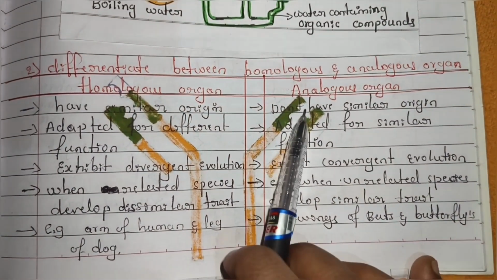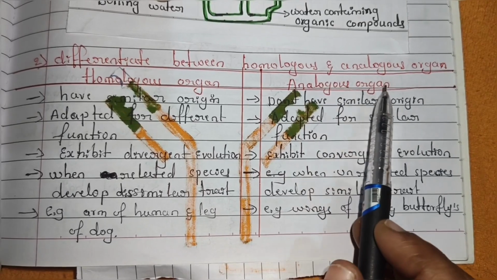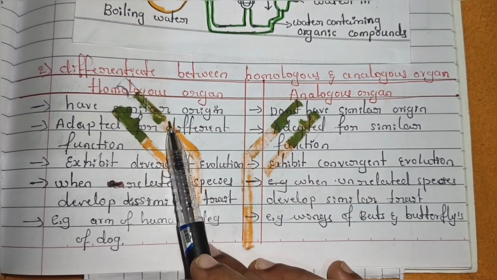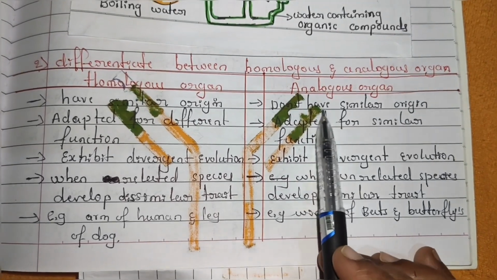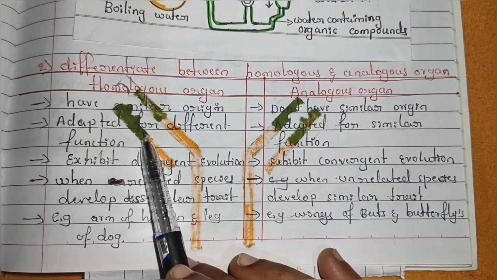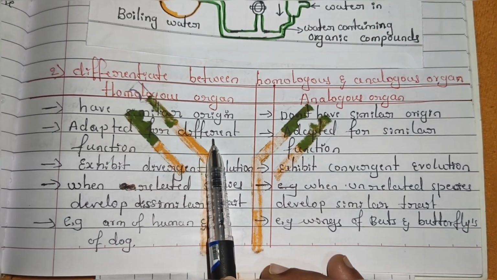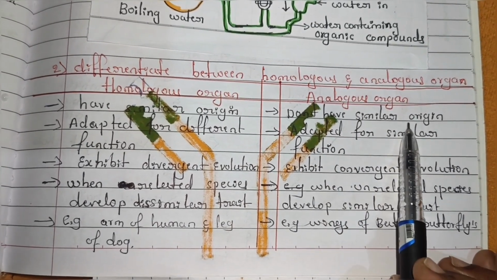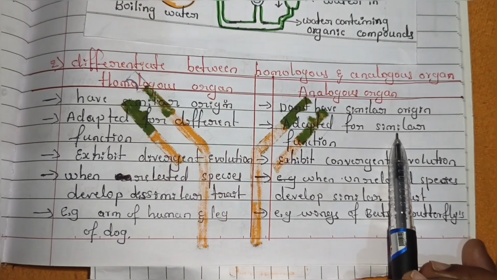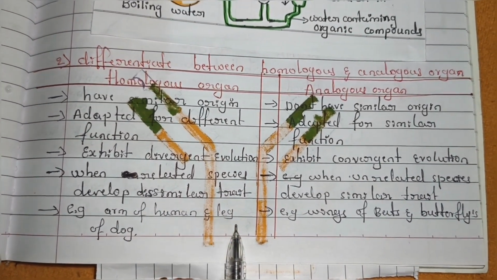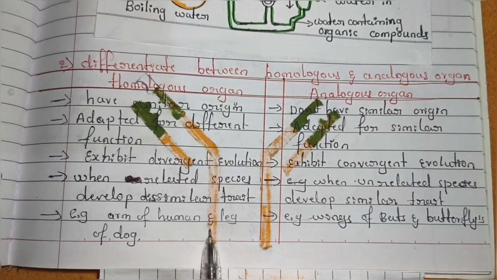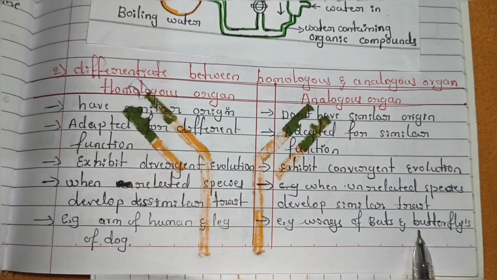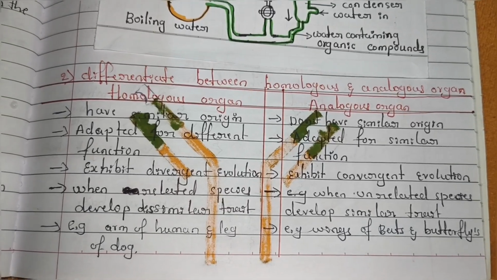And next question is: differentiate between homologous and analogous organs. Homologous means the origin is the same. Analogous means the origin is different. In homologous, the origin is the same but the function is different. And in analogous, the origin is dissimilar but the function is the same. Example, you take the arm of the human and the leg of the dog, and for analogous, the wings of bats, butterfly and insects.